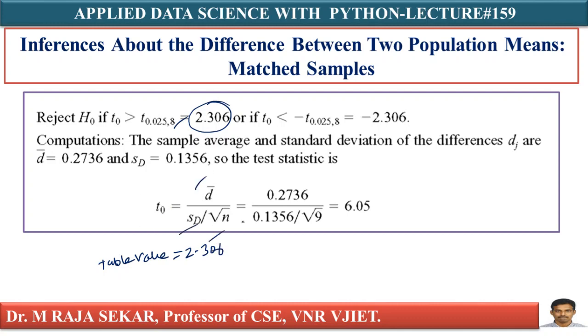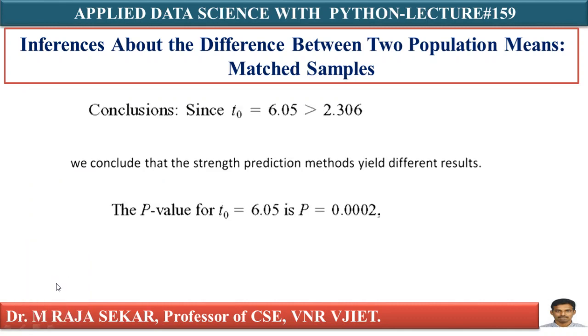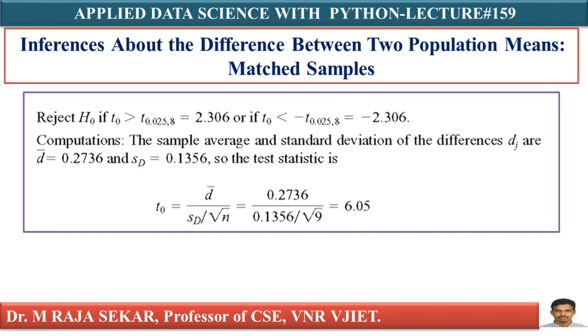D bar by SD by root n. If I calculate D bar by SD by root n, I will get 6.05. Anyway, I will calculate with the help of Python code. It's not a difficult thing. Here, the sample average and standard deviation of the difference we calculated. We are just substituting. You can even use simple Python code to calculate it. Here the conclusion is my t value is 6.05.